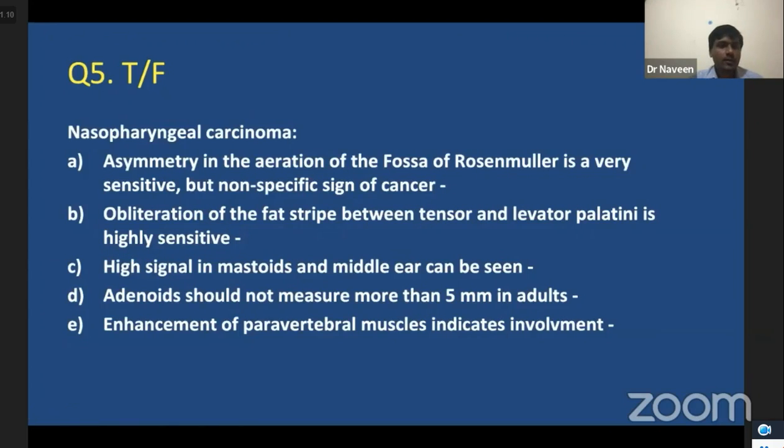Next, fifth question, true or false? Regarding nasopharyngeal carcinoma, asymmetry in the aeration of the fossa of Rosenmuller is a very sensitive but not a specific sign of cancer. Obliteration of the fat strip between tensor and levator palatini is highly sensitive. High signal in mastoids and middle ear can be seen. Adenoid should not measure more than 5 mm in adults. Enhancement of paravertebral muscles indicates involvement.